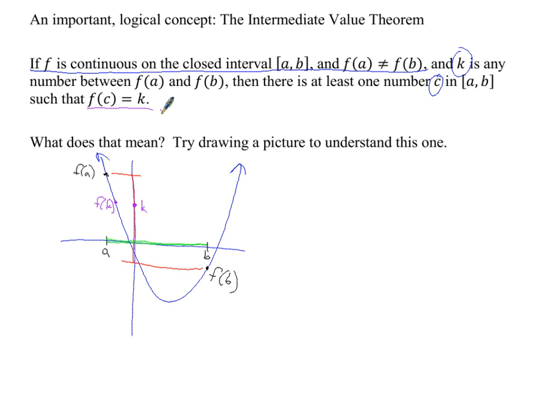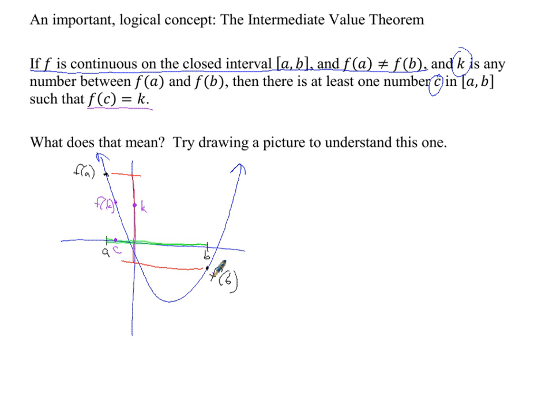Which axis am I looking at? The x-axis. F at k is here, which means my c must be right there in this case. Okay? That's all this thing is saying. As long as I have this set up true, some interval a to b, the function is continuous such that f at a is not equal to f at b, then there must be some value, c, such that c is equal to a specific number between f at a and f at b. Okay?